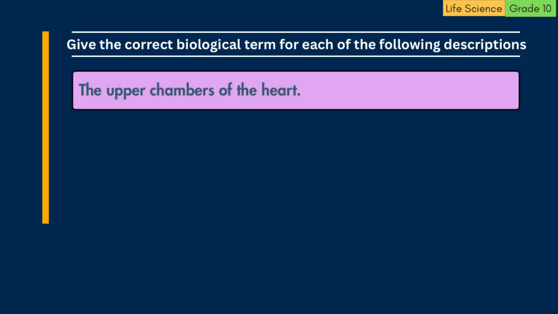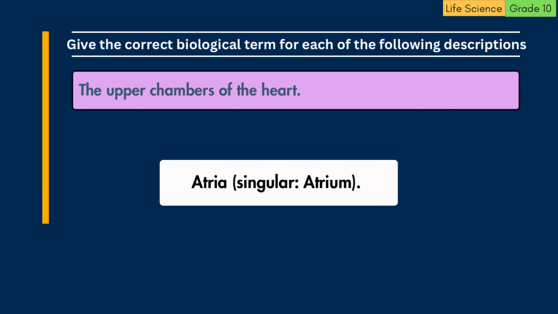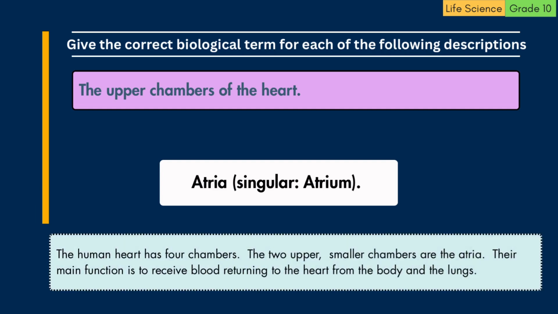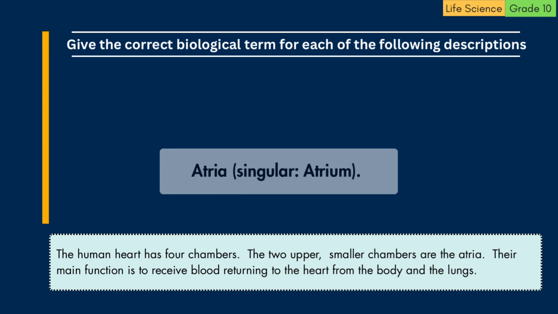Question: the upper chambers of the heart. The correct answer is atria, singular, atrium. The human heart has 4 chambers. The 2 upper, smaller chambers are the atria. Their main function is to receive blood returning to the heart from the body and the lungs.